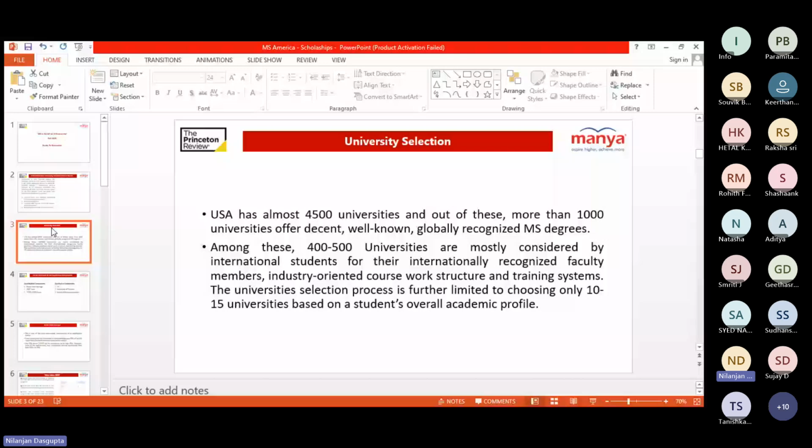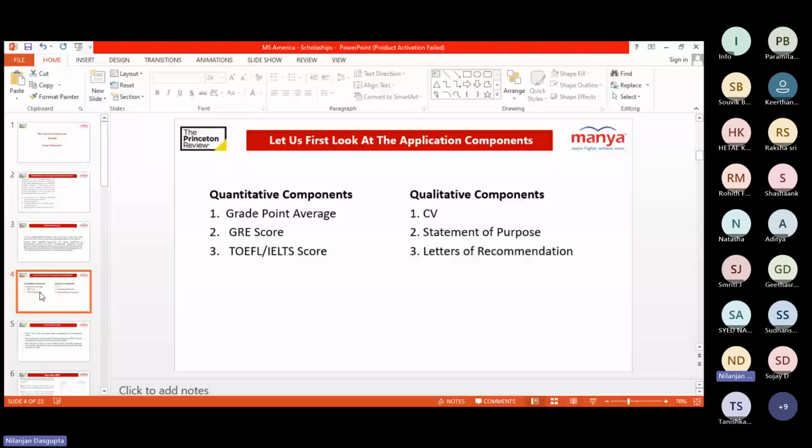But as a whole, whatever you provide to the admission committee through your application portal can be divided into these six elements of your application. Three elements are quantitative, three elements are qualitative. Quantitative components are grade point average, GRE score, and TOEFL or IELTS score. These three are quantitative, which come with some numbers. The other three are qualitative: CV, a description of your profile; statement of purpose, a vivid description of whatever you have done so far; and the letters of recommendation. You need three letters of recommendation.